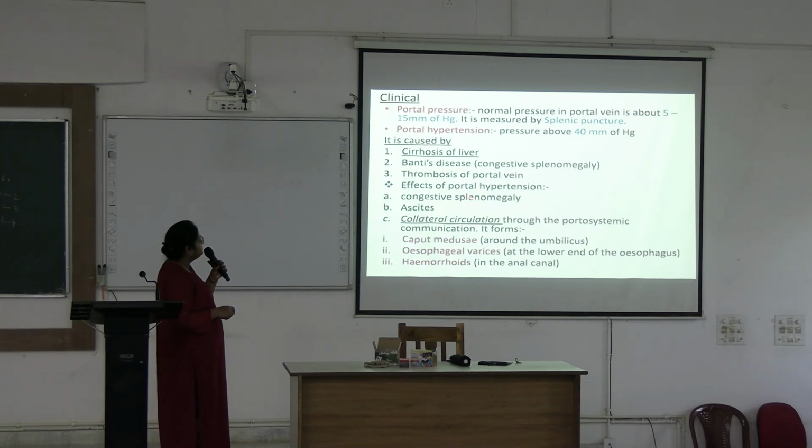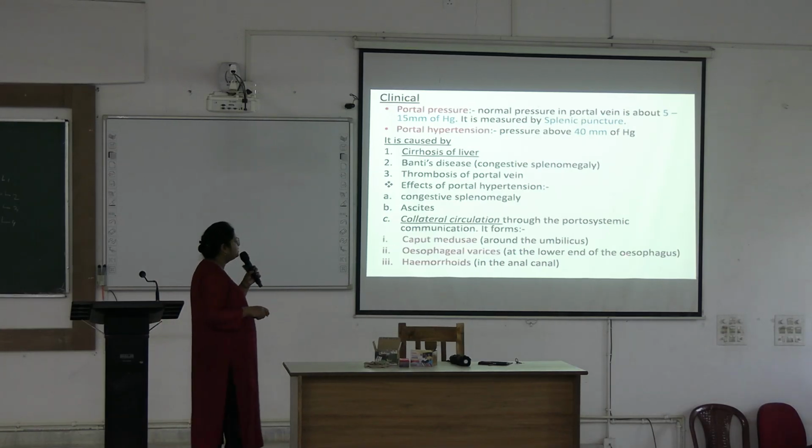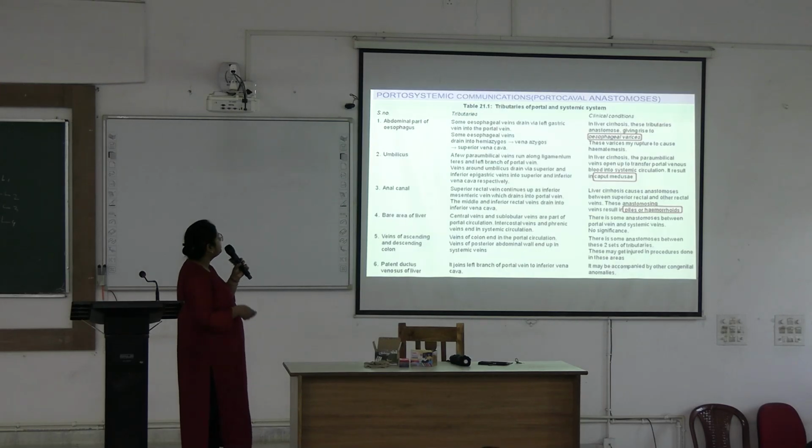And what are the effects of portal hypertension? Congestive splenomegaly, ascites, and collateral circulation development through the portosystemic communication. So it will form the caput medusae around the umbilicus, esophageal varices at the lower end of the esophagus, and hemorrhoids in the anal canal. Okay. So these are the areas where the anastomosis is occurring, and these are the tributaries which are anastomosing, and these are the clinical aspects in case of portal hypertension.